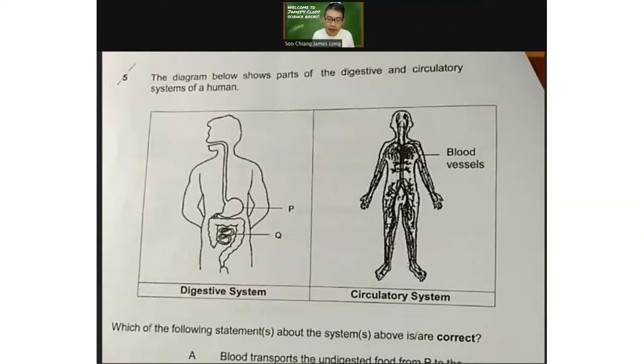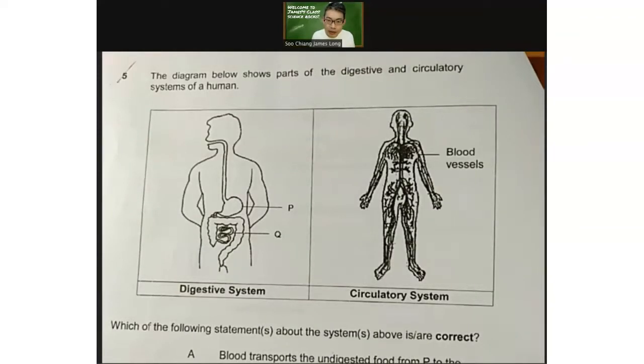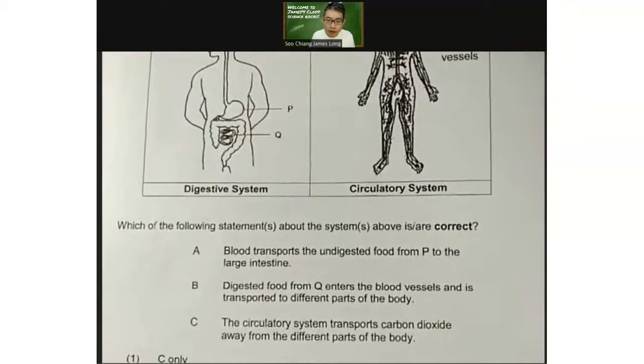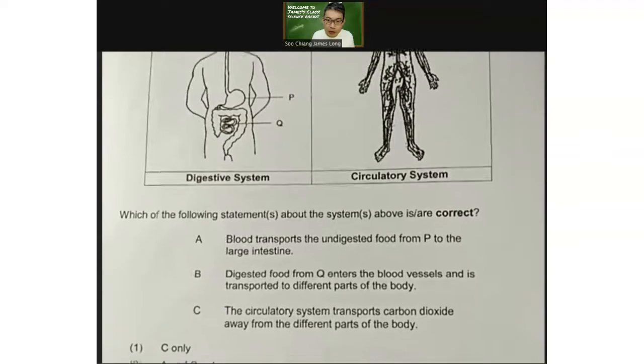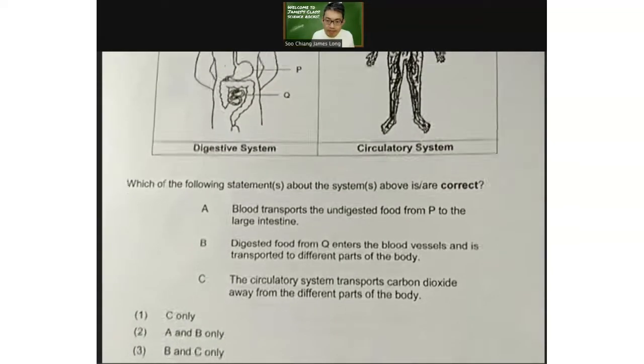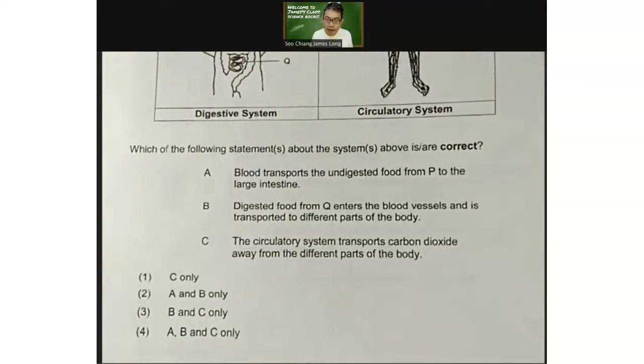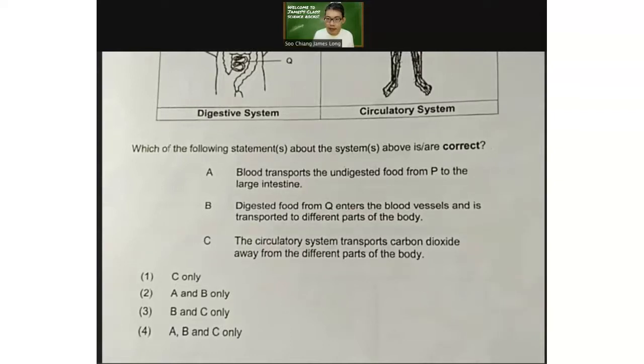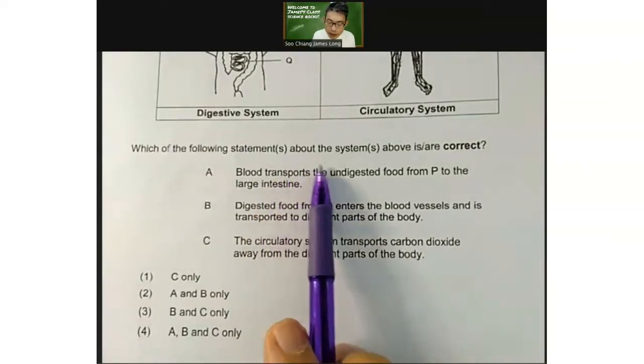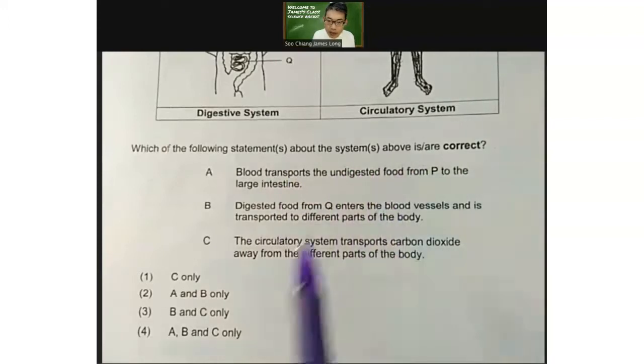Okay, welcome back. Let's take a look at this question so far. I'm going to move up for you to see the options. Which of the following statements about these two systems are correct? Try it first, get the answer before you listen to the explanation. Okay, done. Let's see. Which of the following statements about the systems above is or are correct?